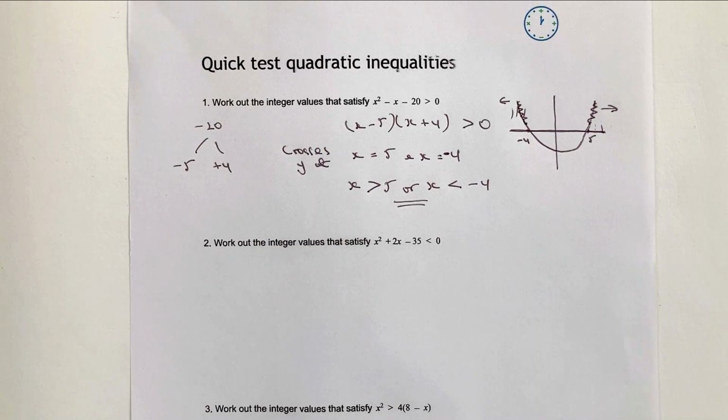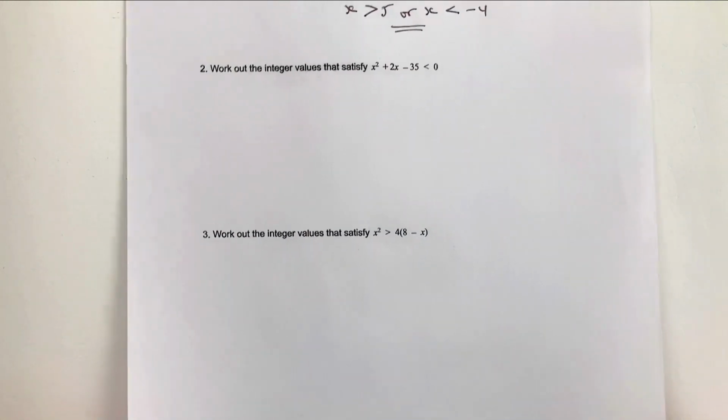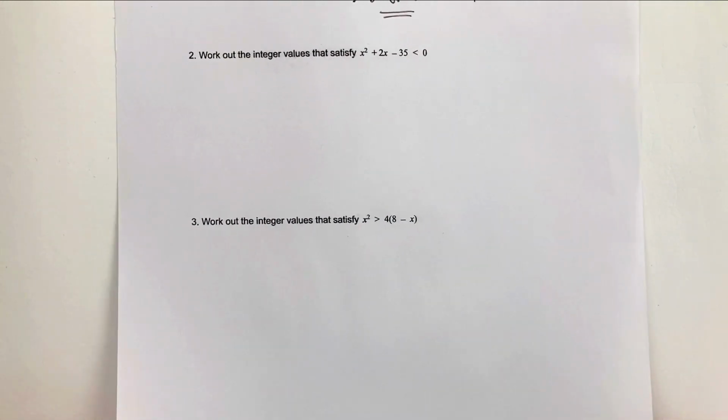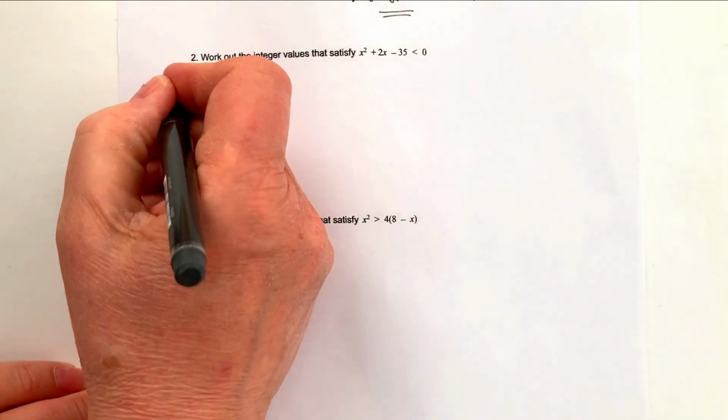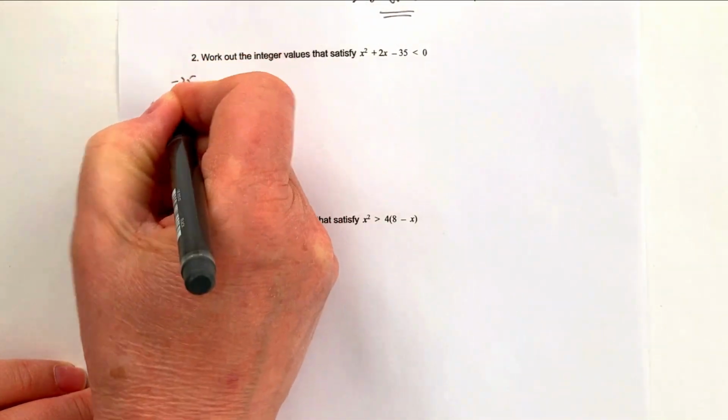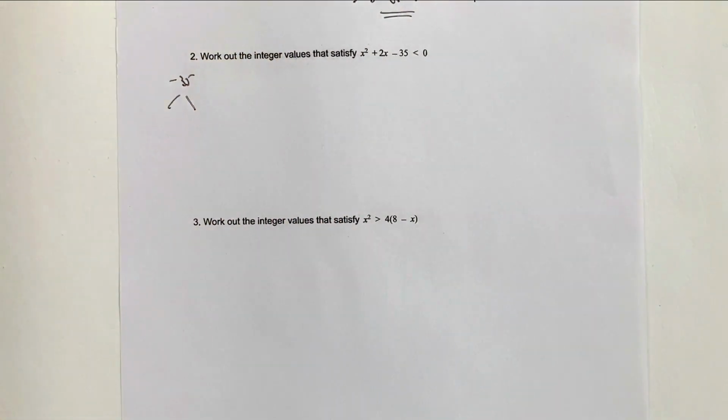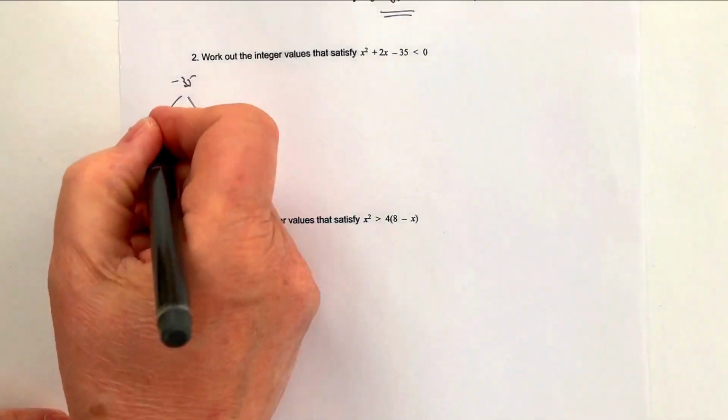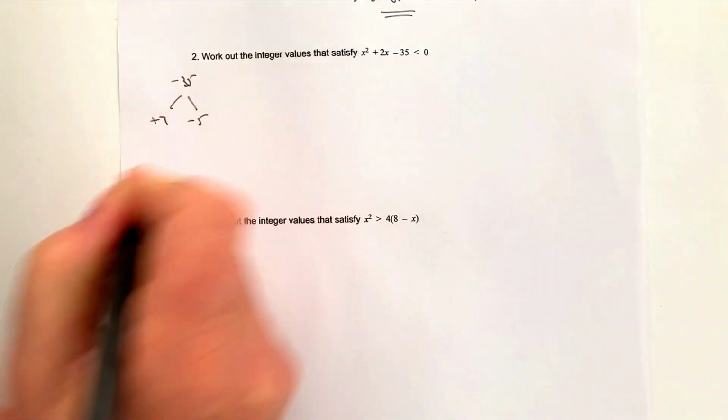Okay, so that's the general idea, and I'm going to do a very similar one with the next question. Okay, so let's move on then to question number 2. It says, work out the integer values that satisfy this one. So again, we're going to use the same idea that we're going to factorise it. We need two numbers that when we add them together make plus 2x, and when they multiply together make minus 35. Well, that's going to be plus 7 and minus 5.